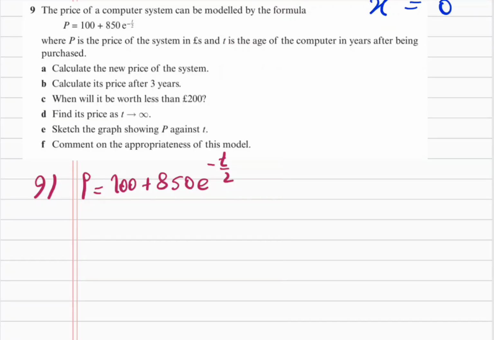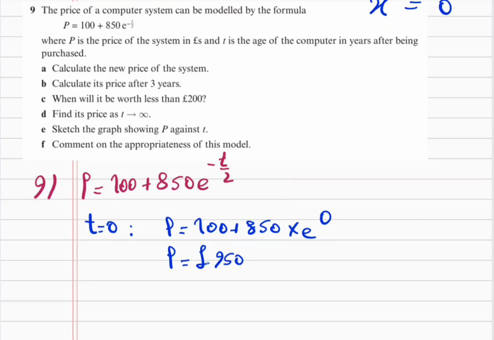When it says the new price of the system, it's talking about when T is equal to 0, because that's when we have a new system and we want to know what its price is, because afterwards the price is just going to decrease. So we just need to substitute t is equal to 0 into the formula, and we have 100 plus 850 times e to the power of 0, which is obviously equal to 1. So we get 950 pounds. So that's the new price of the system.